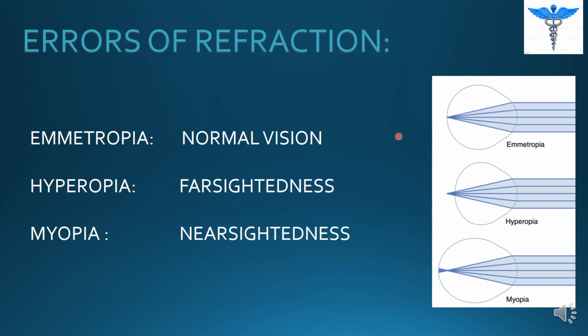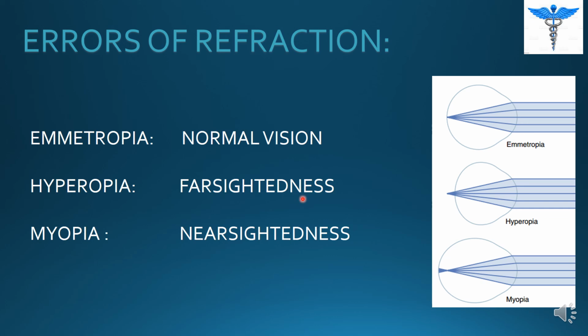Now if a person has normal vision, then his focal point will be on the retina, and it is called emmetropia, in which there is normal vision. But what if the focal point crosses the retina, right, and it is behind the retina? Then the disorder is called hyperopia, or farsightedness. In farsightedness, the person is able to see far objects and he is unable to see nearer objects.